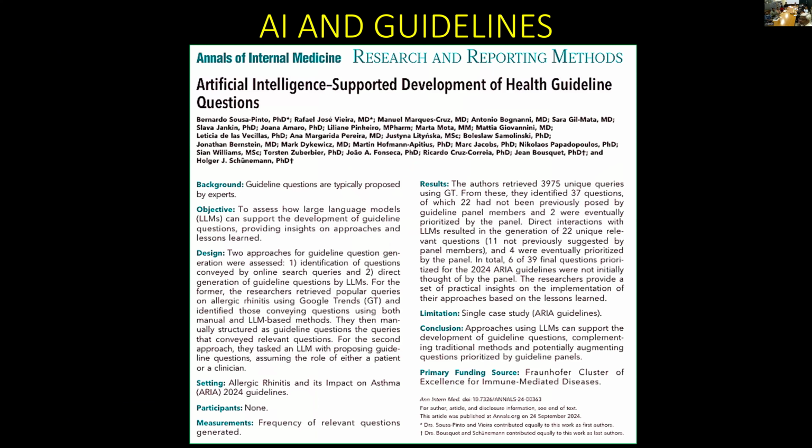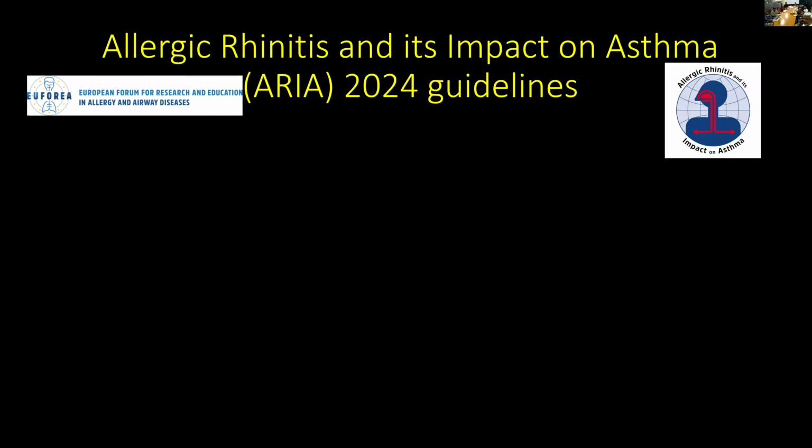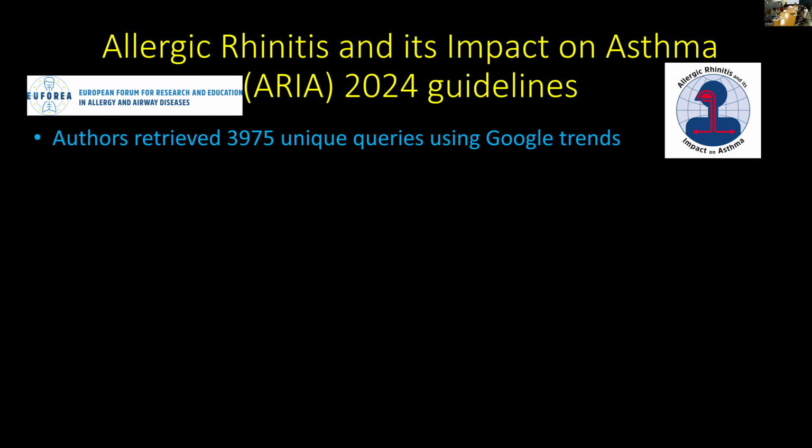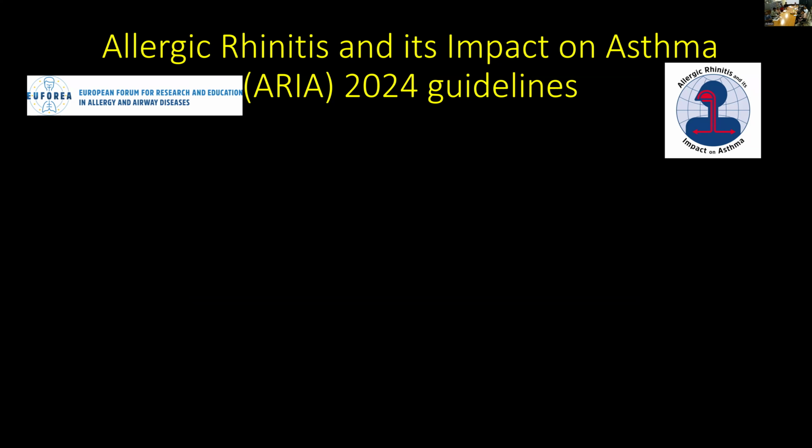Now, this is an asthma guideline from this European forum. It's called Allergic Rhinitis and its Impact on Asthma guidelines, ARIA guidelines. It's not important what the guideline is, but just to show you how people are thinking about how to use AI. Now, when you have a typical guideline, a guideline doesn't answer one question.